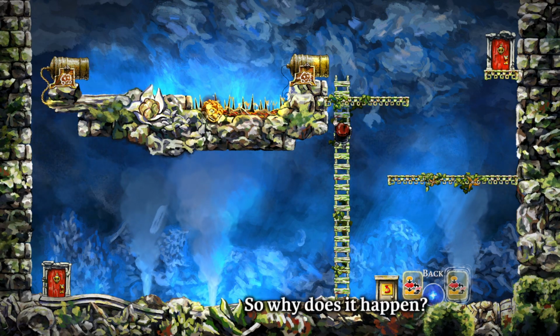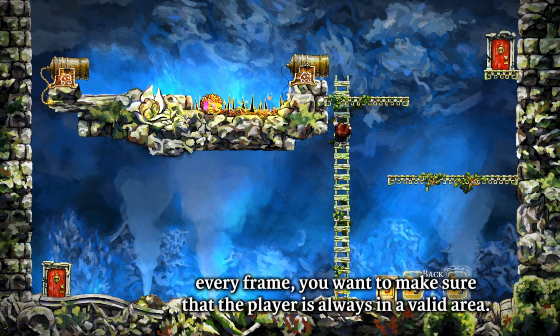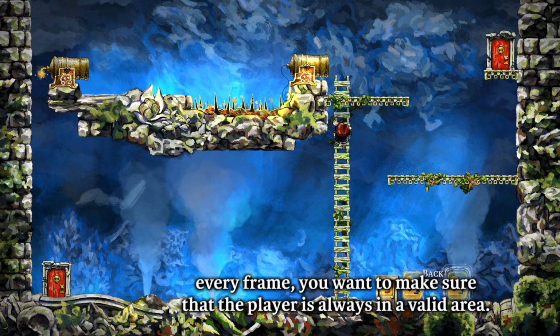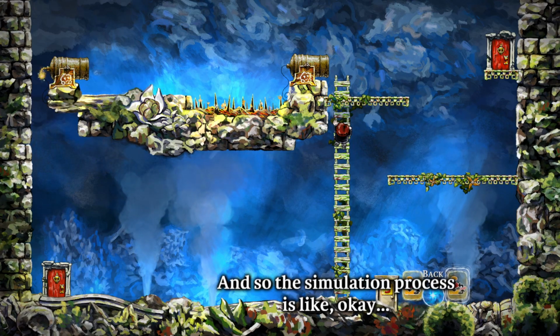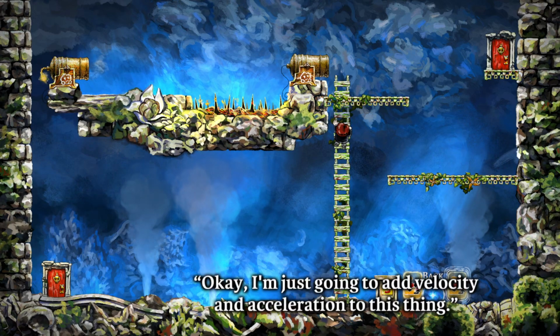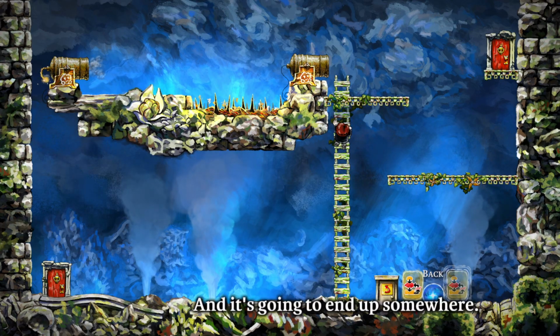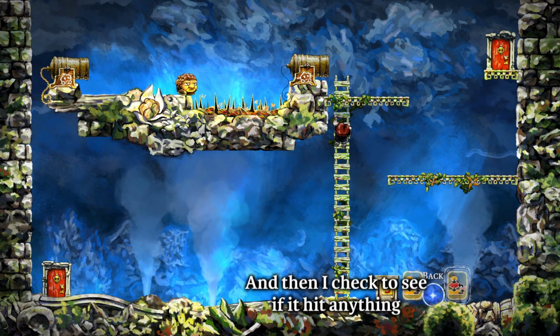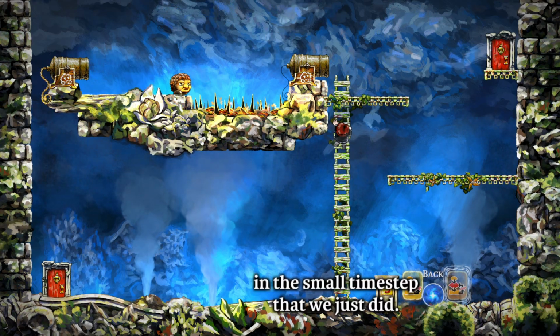So why does it happen? One of the basic things when you're doing collision in a game is that every frame, you want to make sure that the player is always in a valid area, right? And so the simulation process is like, if you just have something moving ballistically, I'm just going to add velocity and acceleration to this thing, and it's going to end up somewhere. And then I check to see if it hit anything in the small time step that we just did, right?